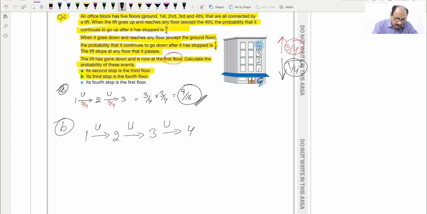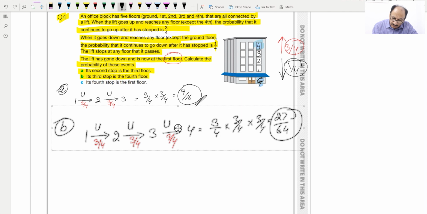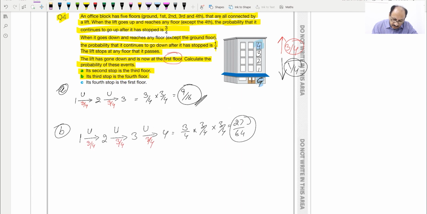So we can check the probabilities, and for the up we are having 3 by 4, so 3 by 4 and 3 by 4, and we can write the probability, which is 3 by 4 into 3 by 4 into again 3 by 4, and this will be 27 over 64, and this one will be the probability that the third stop is the fourth floor.